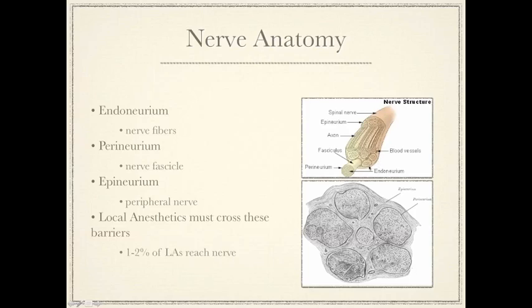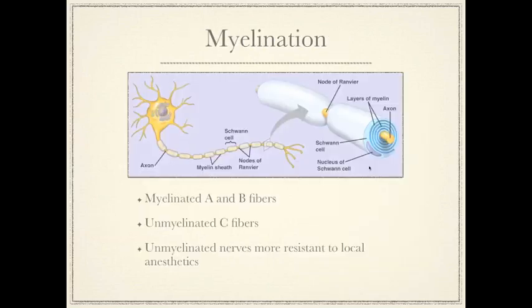Now, the important thing to understand is that there are three layers of connective tissue that local anesthetics have to diffuse across in order to hit the nerve. And typically, when you give a dose of drug, only 1 to 2% of this drug is going to hit the nerve.